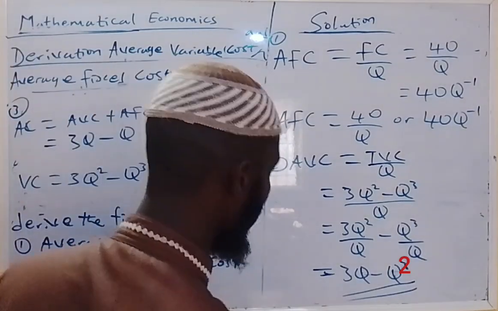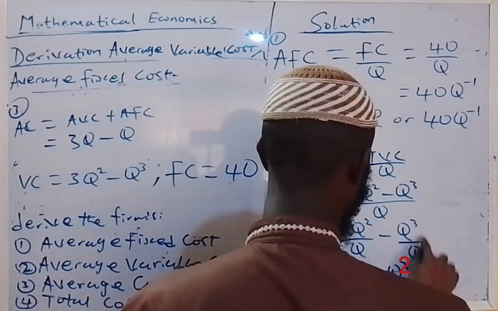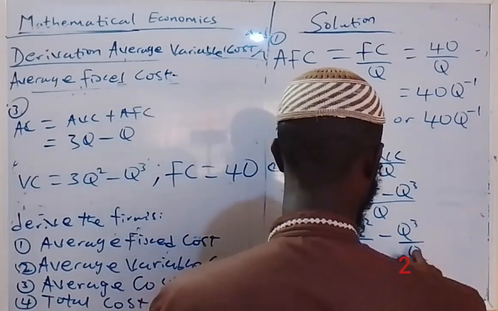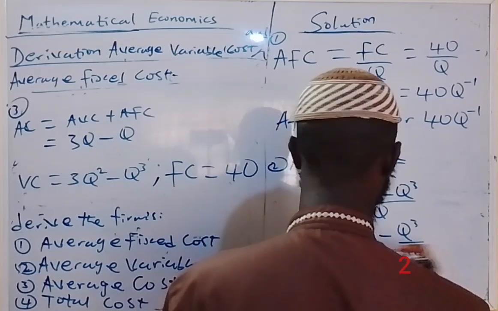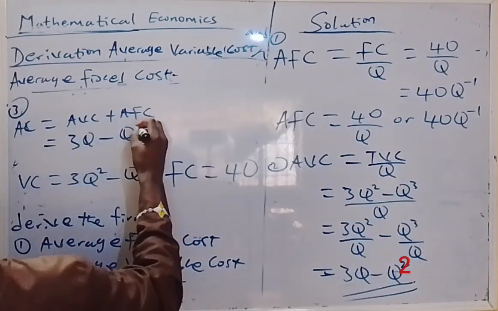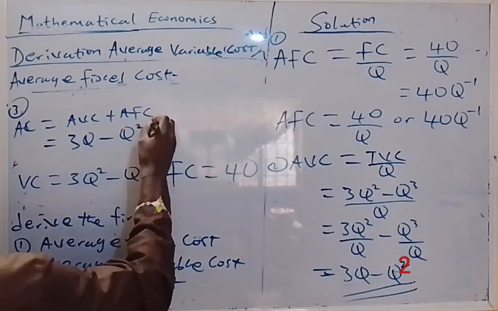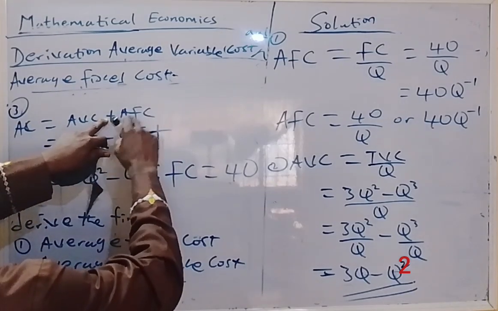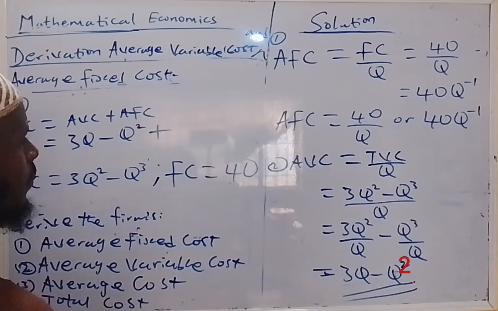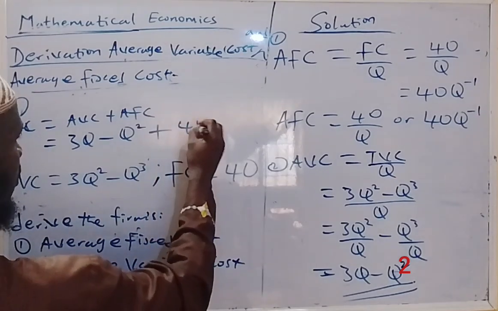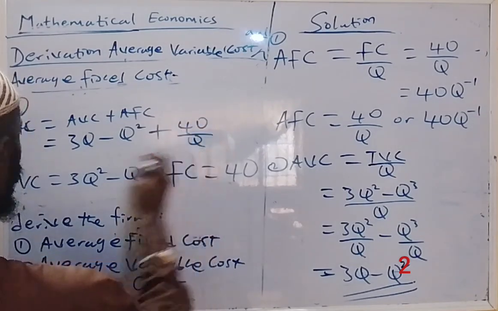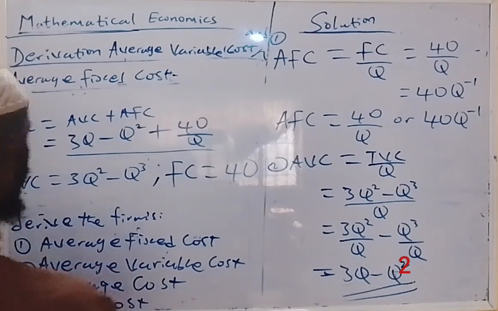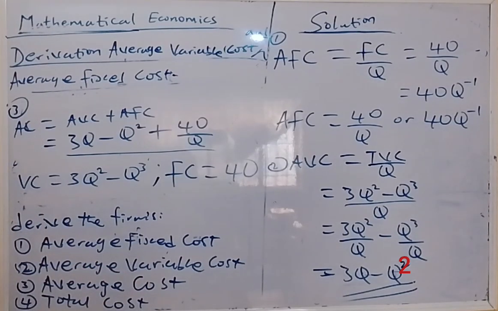Sorry, I made a mistake here. It will be 3Q, since Q counts one of the Q's, and this one will be Q squared. So we have 3Q minus Q squared, then plus our AFC, that is average fixed cost, 40 over Q. So this represents our average cost of production.